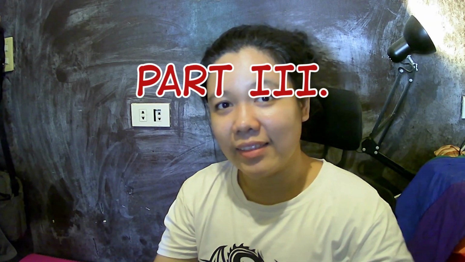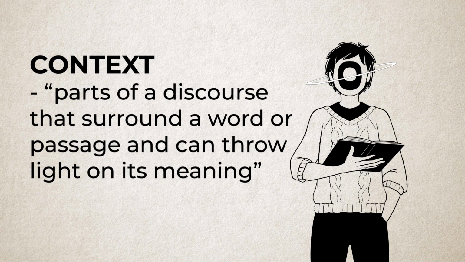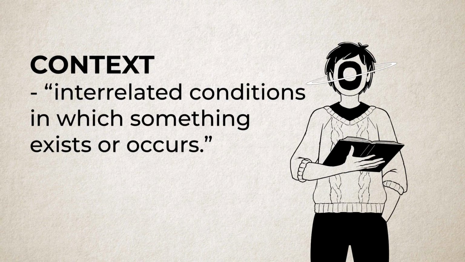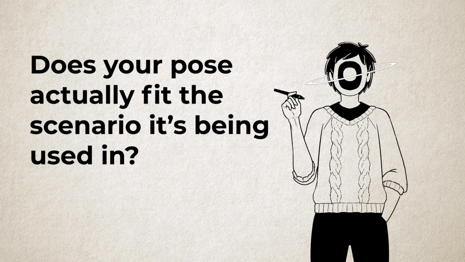So part 3, context. Of course, we're going to start with the handy-dandy Merriam-Webster definition first, which states that context is parts of a discourse that surround a word or passage and can throw light on its meaning, or the interrelated conditions in which something exists or occurs. And with drawing dynamic poses, that basically translates to, does your pose actually fit the scenario it's being used in? I know it sounds very rhetorical. Your answer is obviously going to be yes, because it's your character and no one else is going to know them better than you. But that's just the thing. You don't. Or at least not immediately.